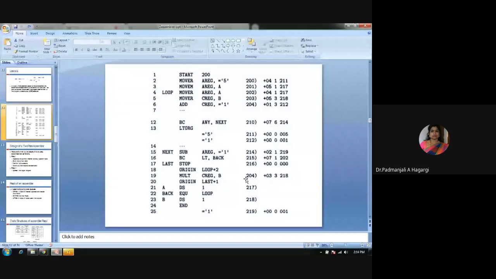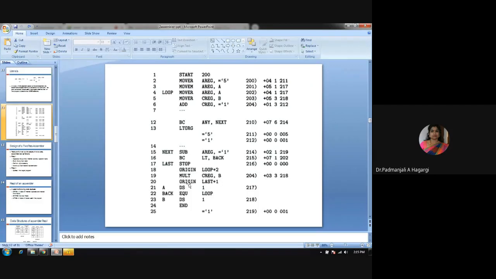Already at 204, an add instruction has been performed. And again at 204, another multi instruction is being performed. Time being, the value of B will be a forward reference, and it will be pushed into the symbol table. Time being, it will be blank because B is found somewhere here at the declared.